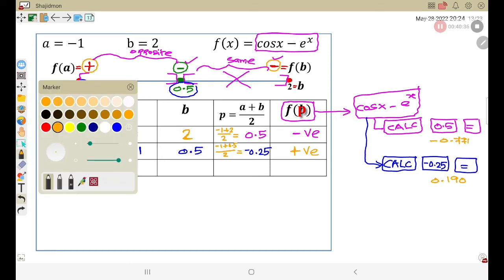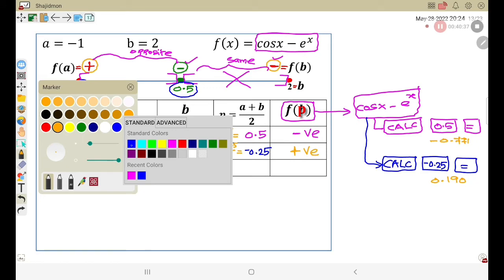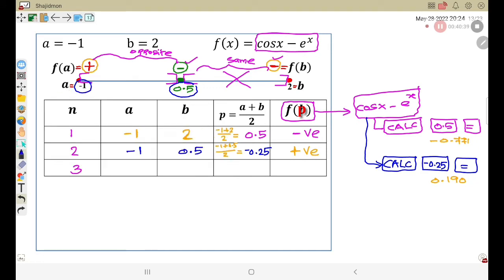Now tell me which interval we are taking and which interval we are deleting. So minus 1 to 0.5, middle minus 0.25. Here we are getting positive sign, correct? So which one we are deleting, which one we are taking? Here positive to positive, we don't want, we need to delete.